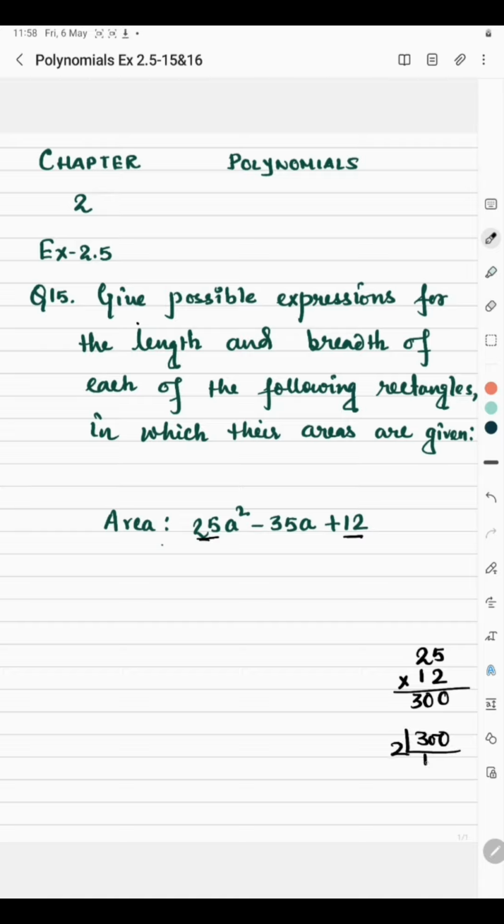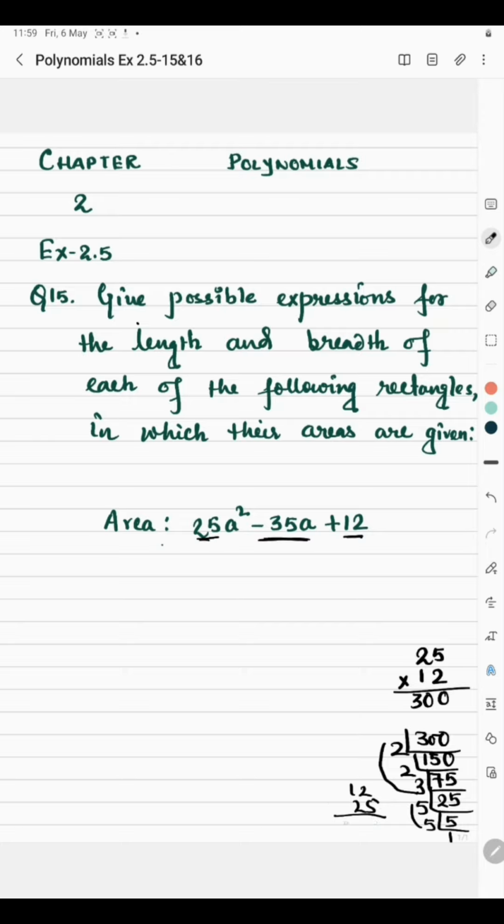So 2 15s are 30, 2 7s are 14, 5 2s are 10, 3 25s are 75, 5 5s are 25, 5 1s are 5. So we'll choose the numbers in such a way that by adding or subtracting we'll get the middle term, which is minus 35a. Now if you take these three numbers, 4 2s are 8, 2 2s are 4, 4 3s are 12, and from here we'll get 25.